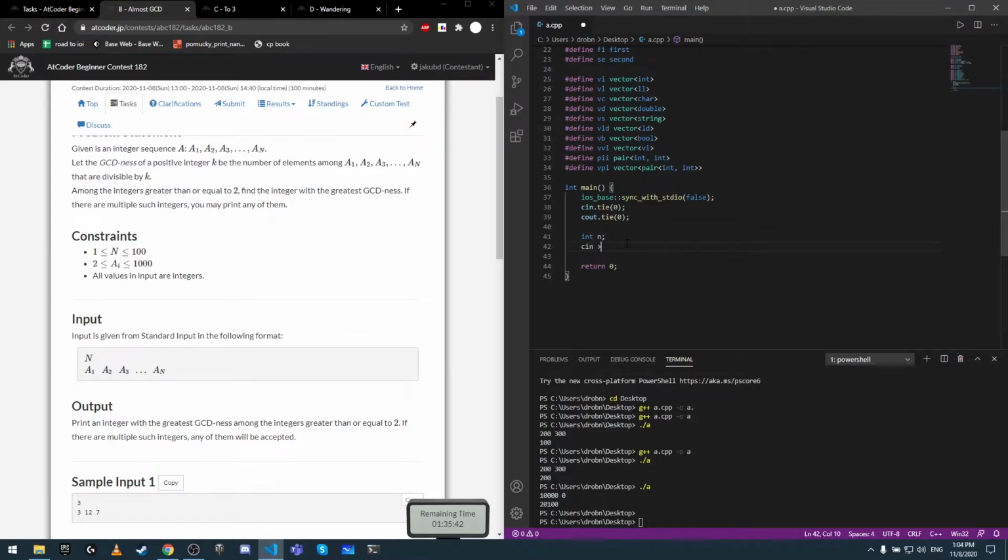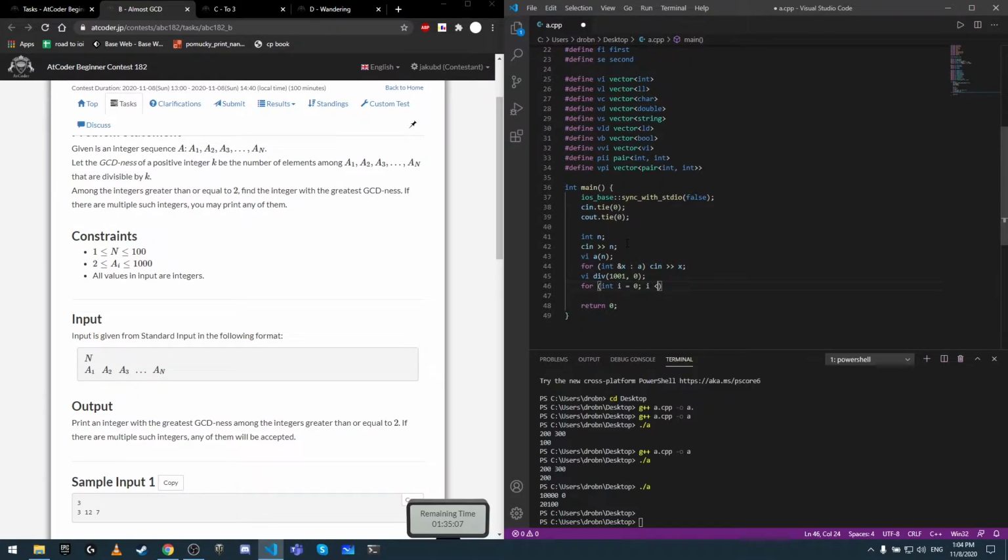We do n. Now we load the numbers. If only I could type right. And now we go through all the numbers. So the biggest divisor can obviously be 1000. So we create this div of 1000. 1 because the biggest divisor can be 1000. I want to be able to index 1000, so we need to have an array of size 1001.